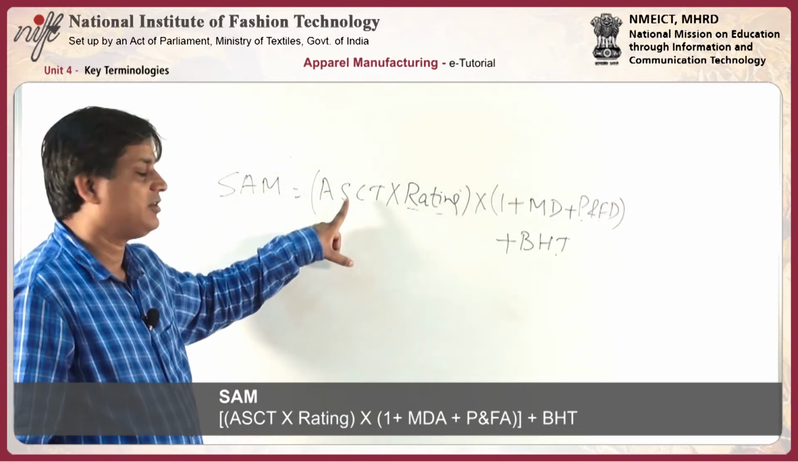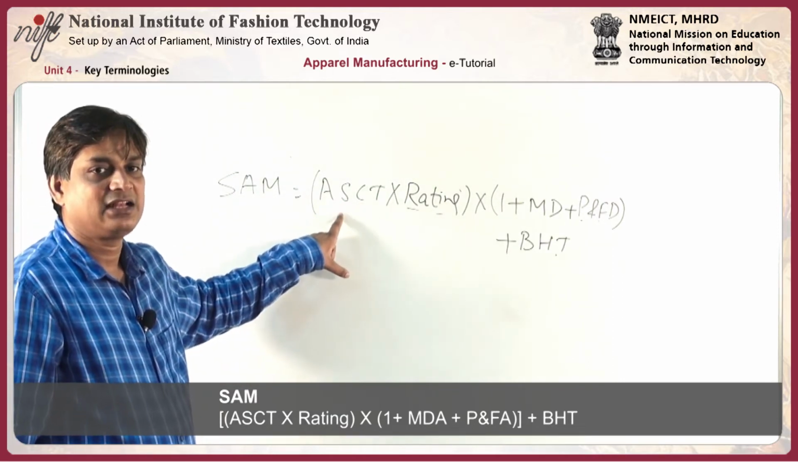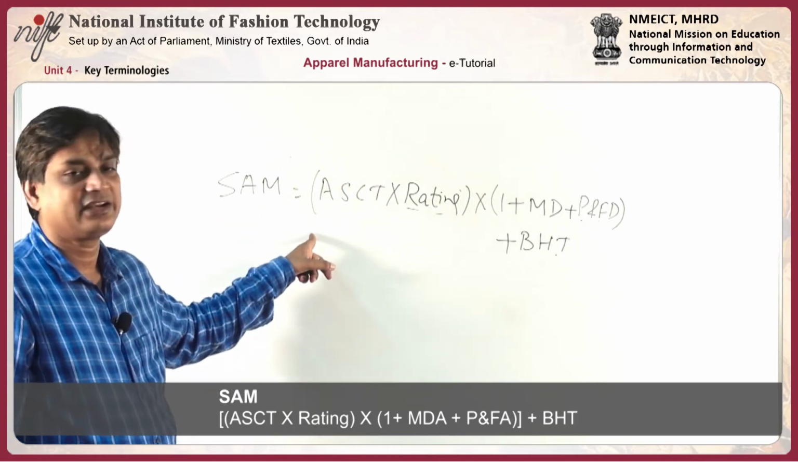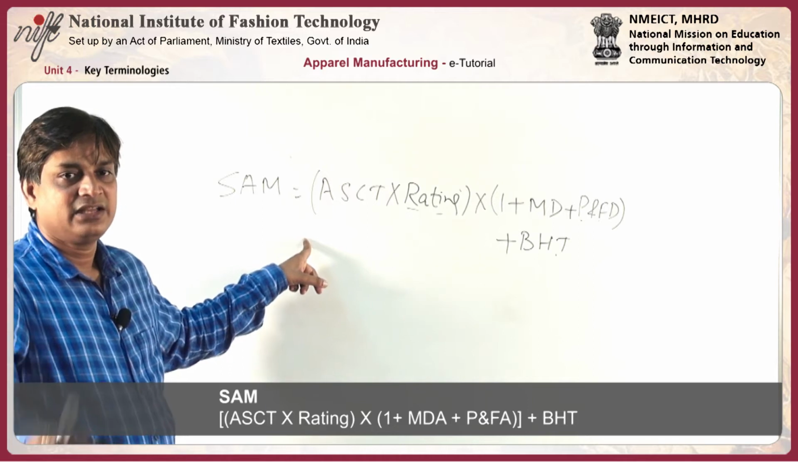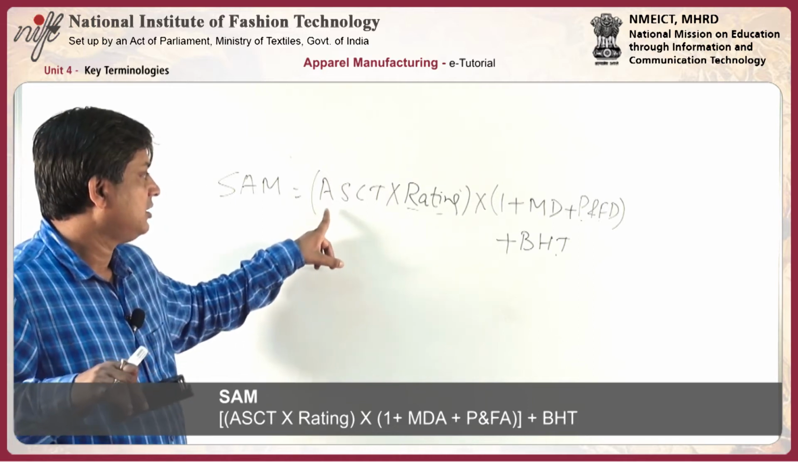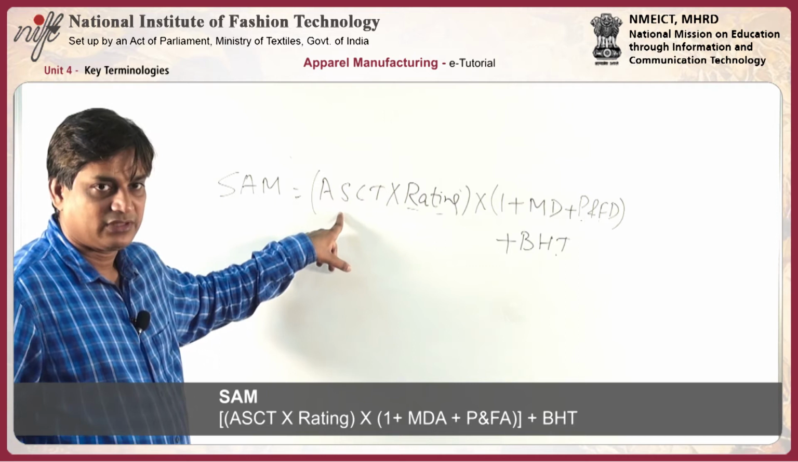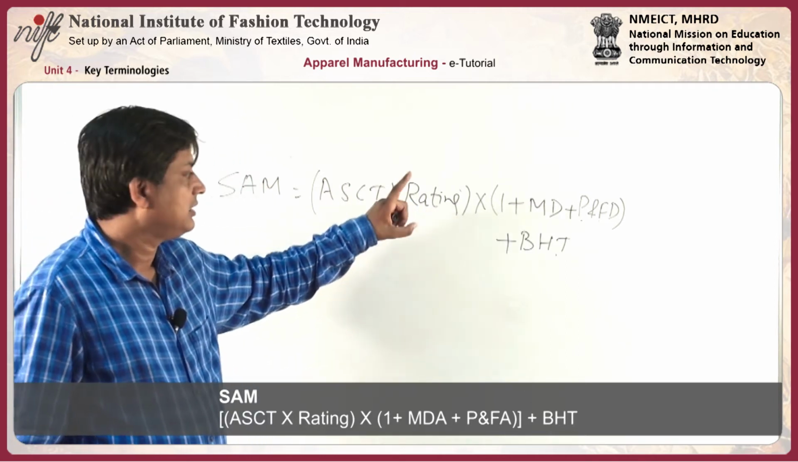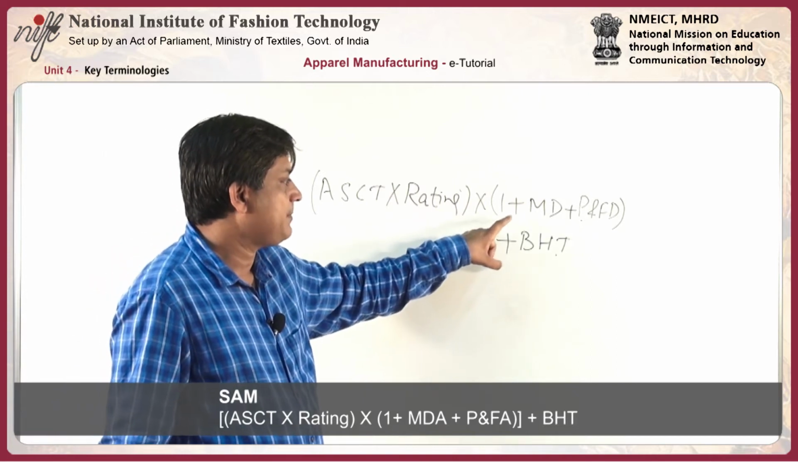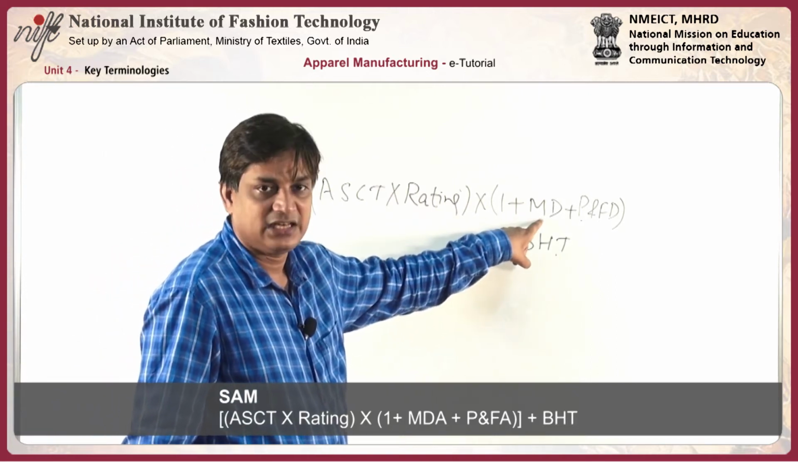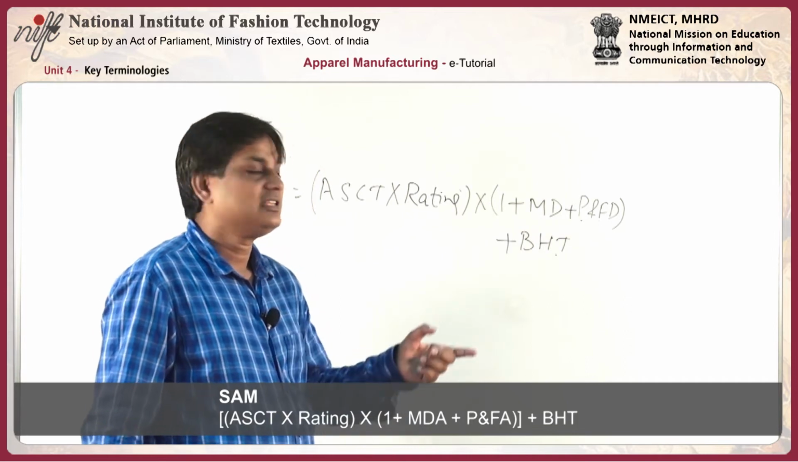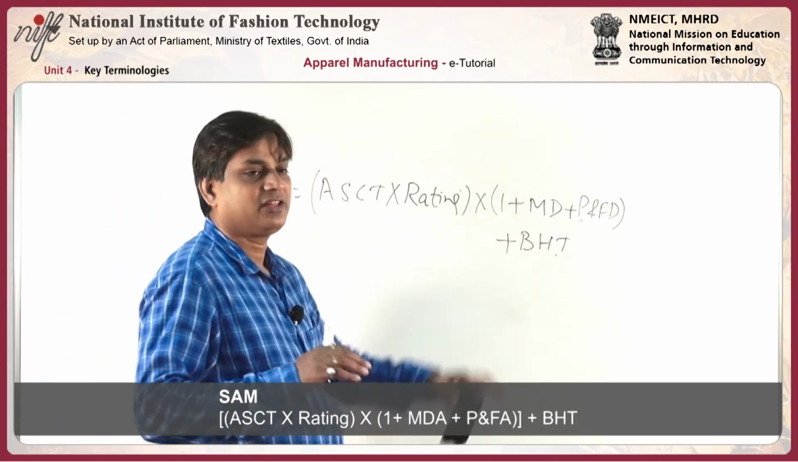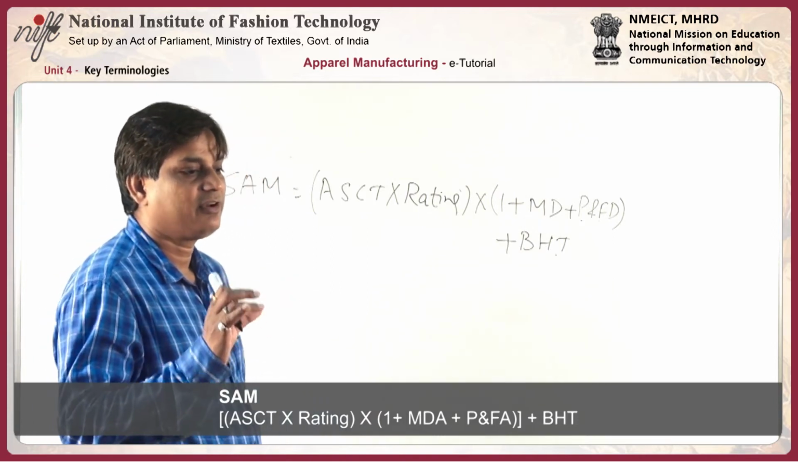Average single cycle time, we have discussed that average single cycle time is the average of the single cycle. So we have taken 10 readings or 15 readings, taking the whole operation, and then we find out the average. Then it will be multiplied by the rating factor, then it will further multiply by 1 plus machine delay allowance. Machine delay allowance is basically we are giving for different operations, different machines require different machine allowance.